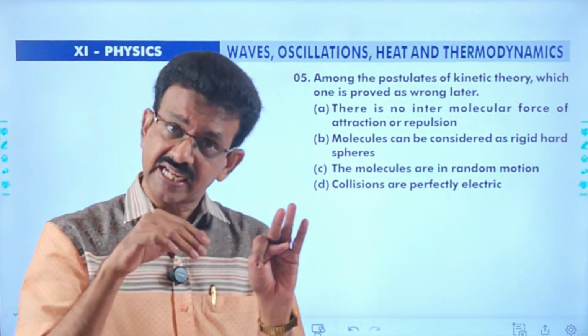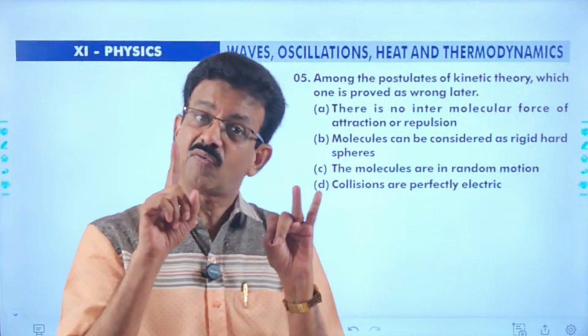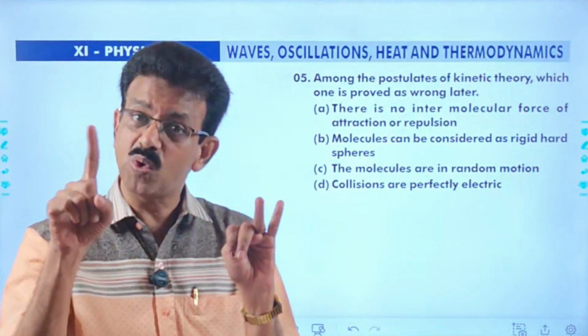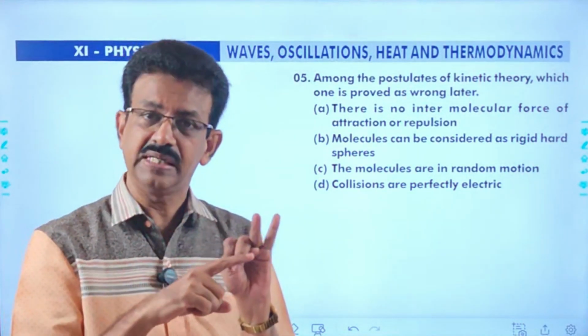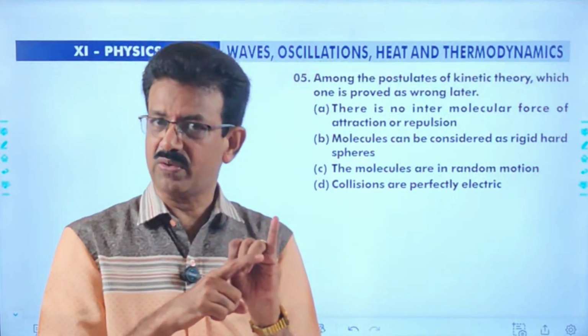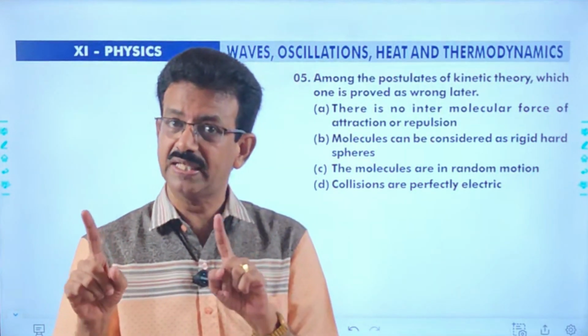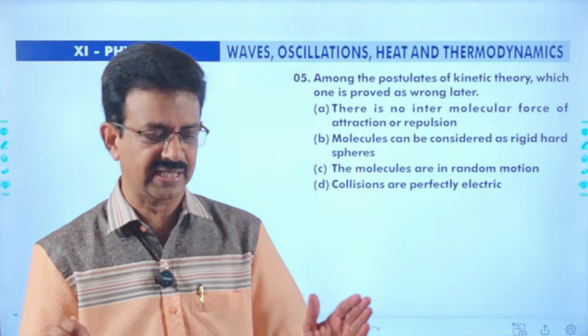Then the next 2 are proved as wrong later. First, the volume of the gas molecules will be negligible compared to the whole volume of the gas. At low temperature and high pressure, it is wrong. Then, no intermolecular force of attraction or repulsion. These 2 are later proved as wrong. The other 7 are correct postulates. Totally 9 postulates are there.